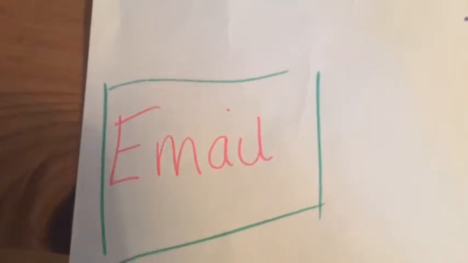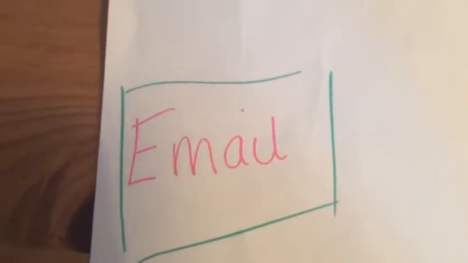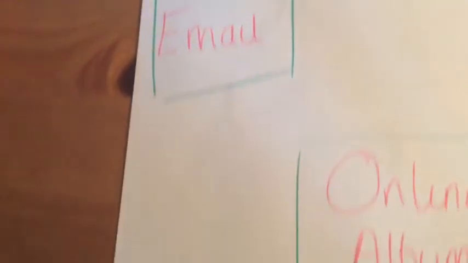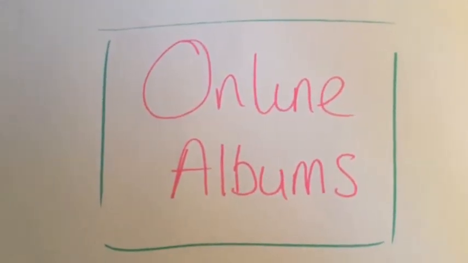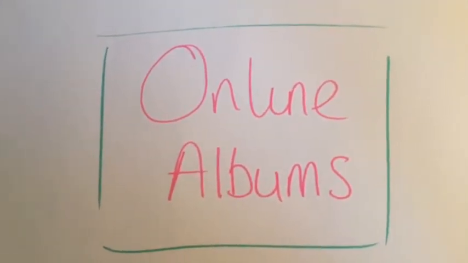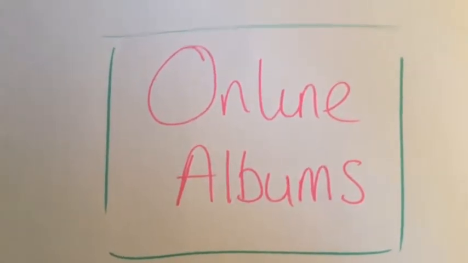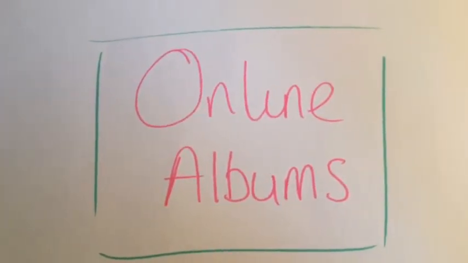The next way that you can communicate is through email. You can send and receive messages, and you can access this on multiple devices such as a laptop, mobile phone, tablets and so on. Next way you can communicate is through online albums. You can use a photo album that's hosted on a website, and it allows you to share and back up photographs.